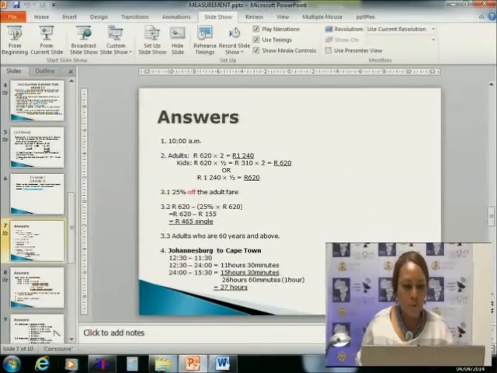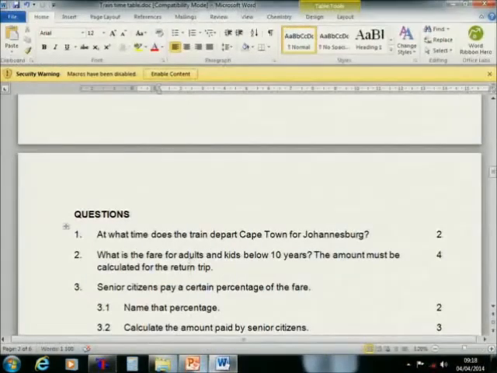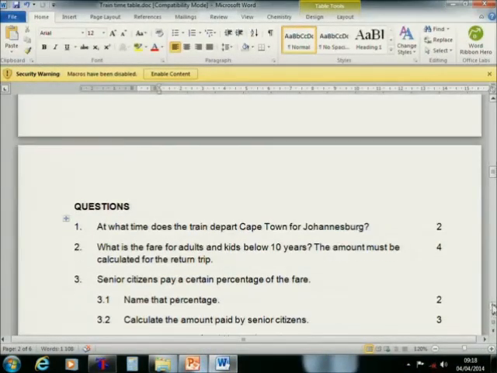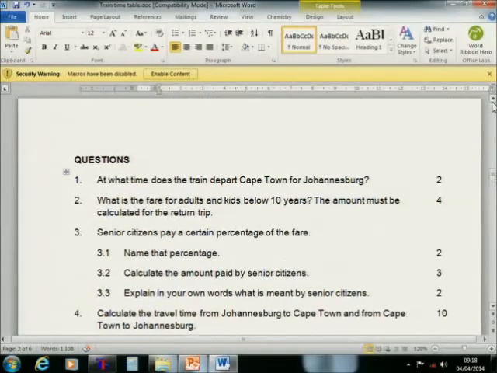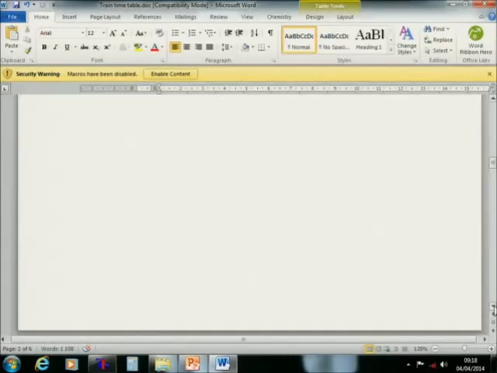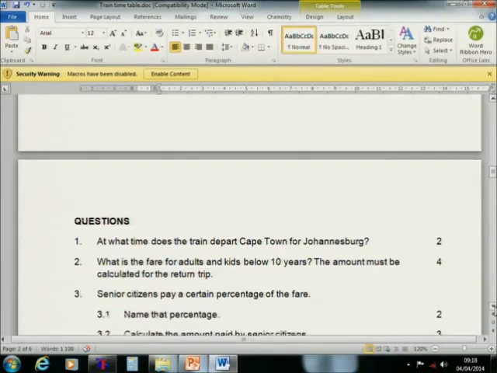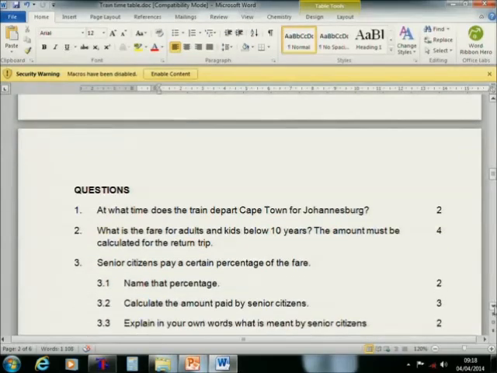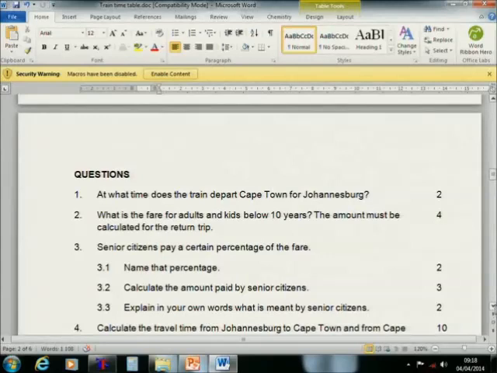And then another question, which is number 4. Explain in your own words what is meant by senior citizens. So it is explained there on top that senior citizens are citizens from 60 years and above. So let's proceed to the next question.